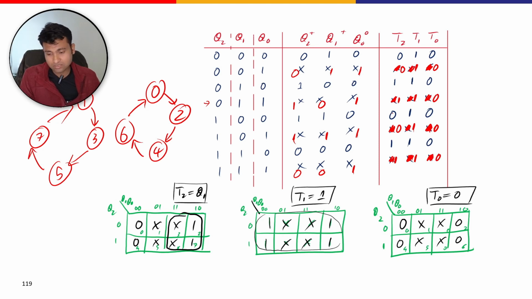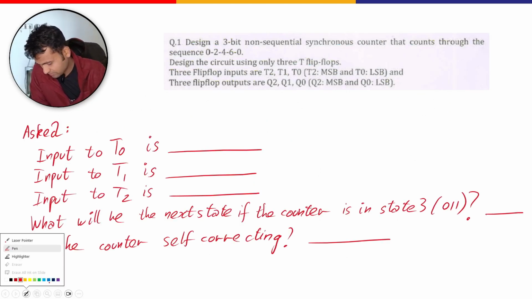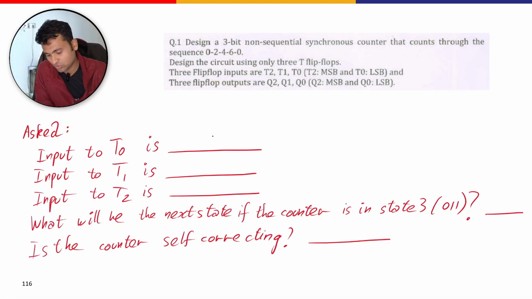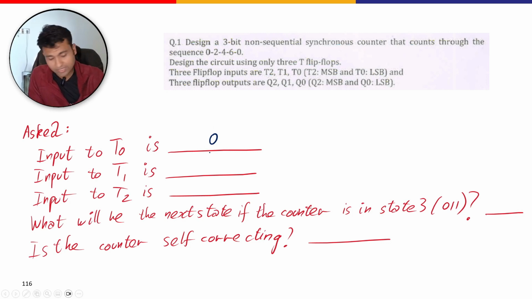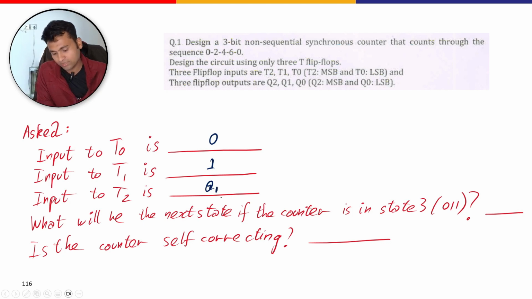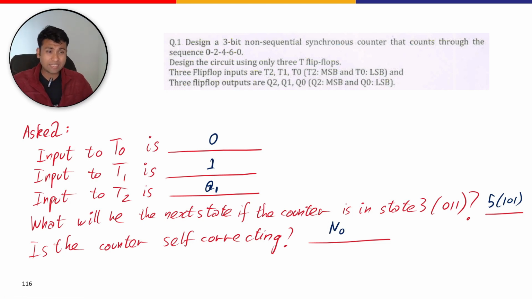So the final answers for this question would be, let me change the pen. Input to T0 we saw is 0. Then input to T1 is 1. Input to T2 we saw as Q1. And what will be the next state? It would be 5, which is given by 101. And is the counter self-correcting? No. So in your exams, do not group don't cares together. Avoid this confusion. But in practicality, if you make a circuit, things will work there. All right, so thank you so much.